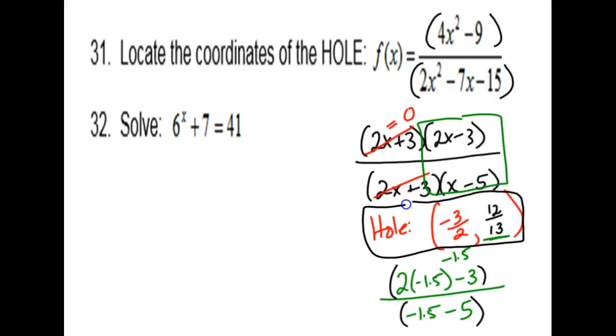That is the messiest question I've ever done. I apologize, my work is everywhere. All right, we are solving this one.